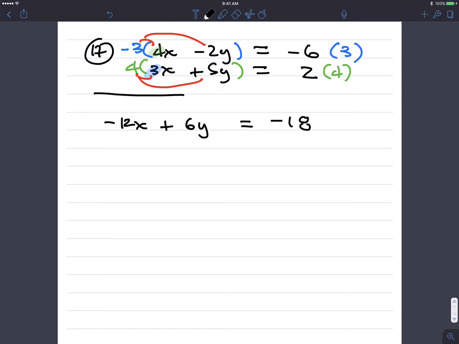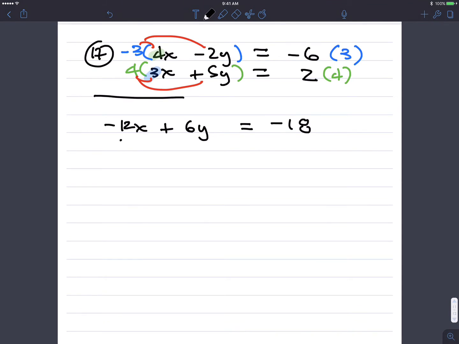The second equation, 4 times 3x is 12x as well. And then 4 times 5y gives you 20y. 4 times 2 is 8. We now have the opposites that we're looking for for the x variable. Negative 12 and positive 12, these are opposites. So this is a trick that we use to guarantee that we'll get opposites. We just use the corresponding coefficients for the x variables, or the y variables if you choose to get rid of y.